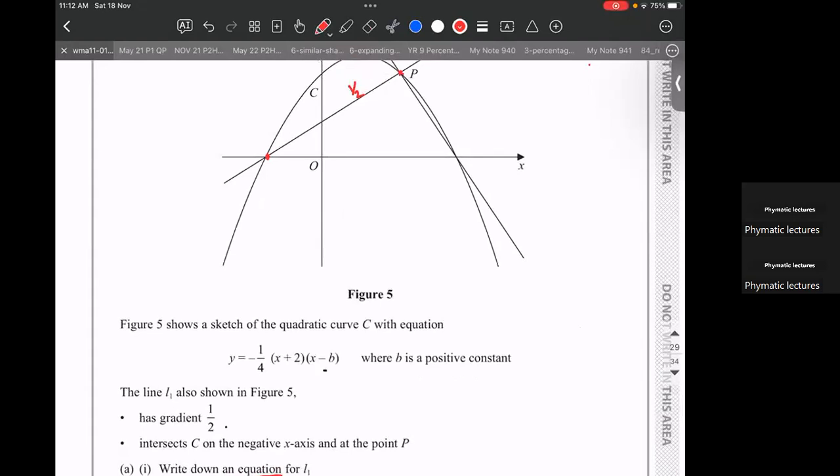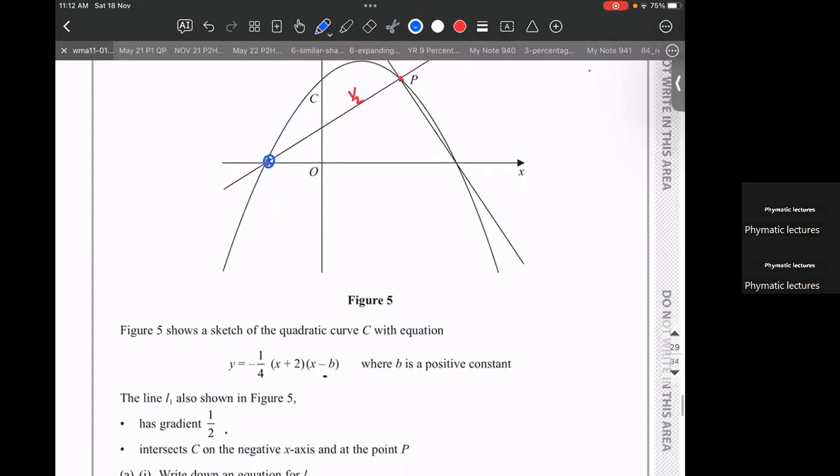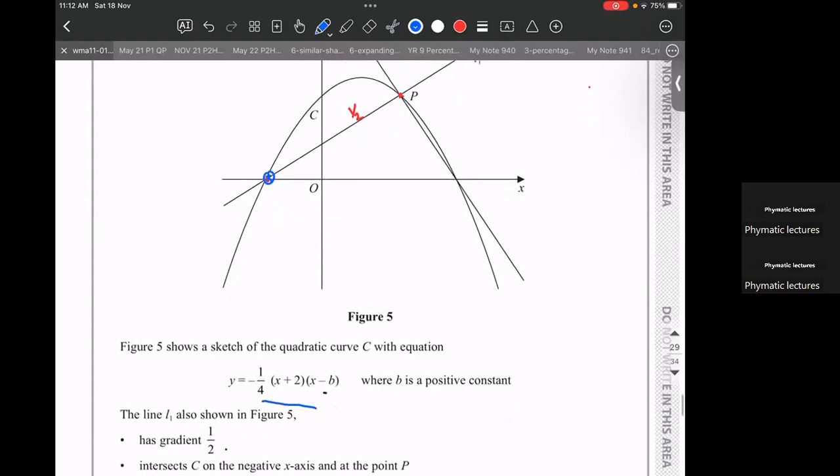So if you want to find the equation of L1, we need at least one point on this line L1. So how will you find this one point? Anyway, this is a parabolic curve, and it intersects on the x-axis at 2 points. So how will you find these 2 points? We already know the factored form of this. Y is equal to minus 1 by 4 times x plus 2 into x minus b. So on x-axis, the y coordinate is 0, correct? So 0 is equal to minus 1 by 4 times x plus 2 into x minus b.